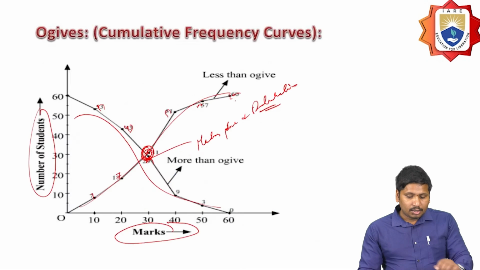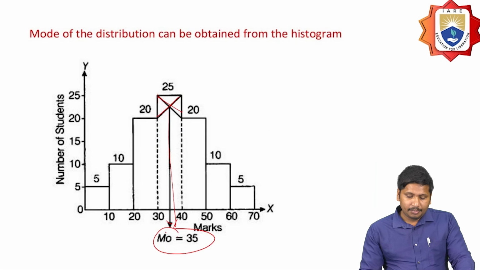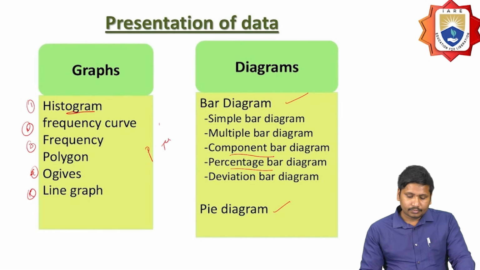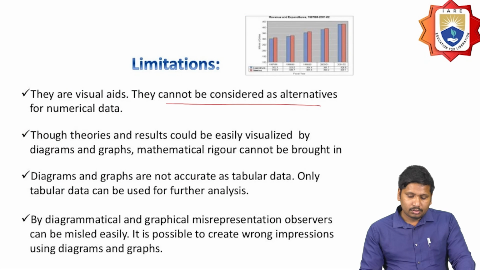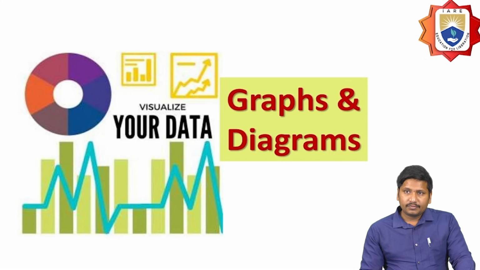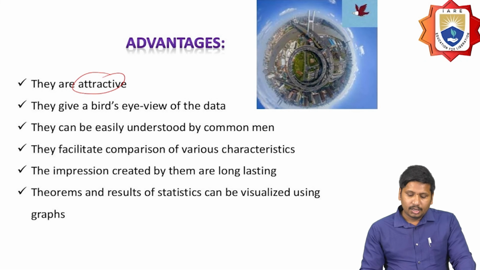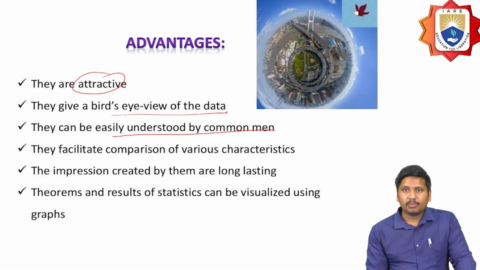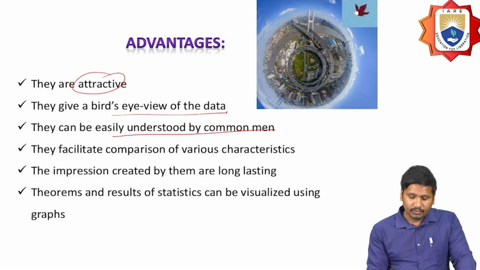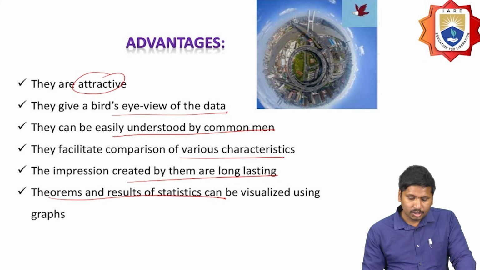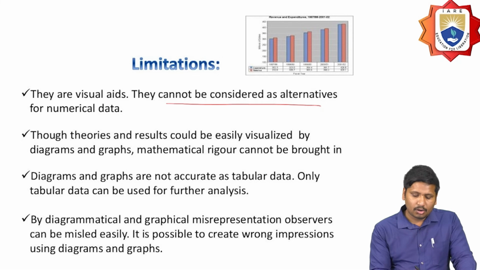So like this, I can represent the different types of graphs we have. Graphs are a way we can present data in a very attractive manner. The advantage is that all graphs are attractive, give a bird's eye view of the data, and can be easily understood by the common man. They facilitate various characteristics, create long-lasting impressions, and theorems, results or statistics can also be visualized using graphics. And the limitation is that they are all visual aids, right?